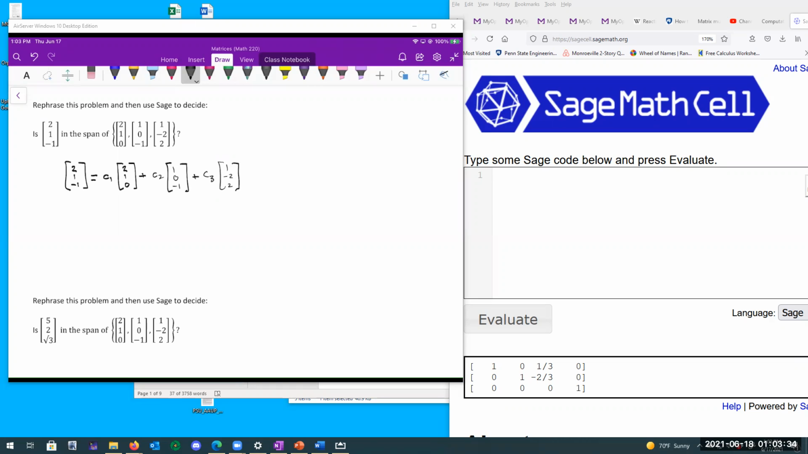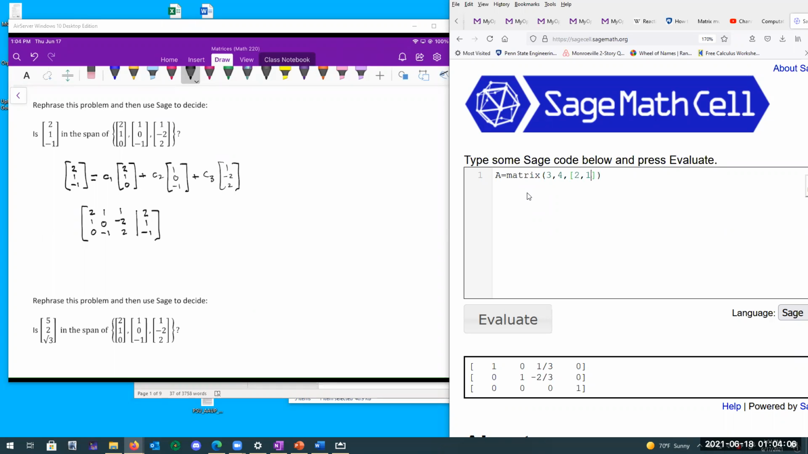And the way that we answer this sort of problem in general, algebraically, is by row reducing this augmented matrix. Okay, and we're going to use Sage to help us answer this question. So here we have 3 rows and 4 columns.